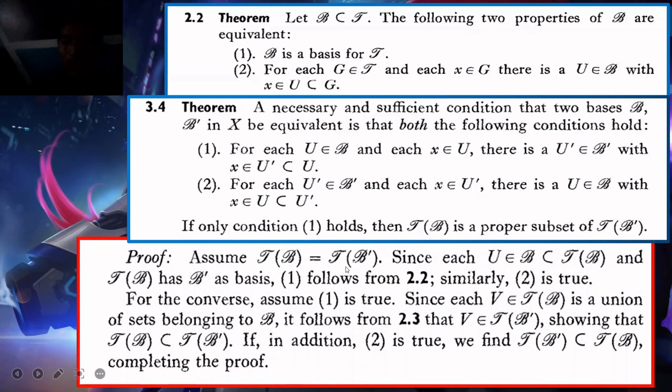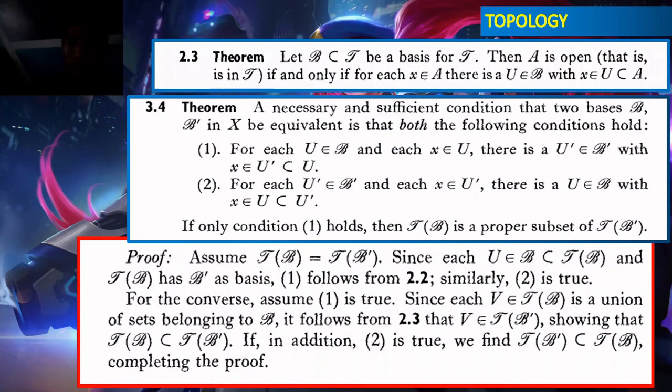Okay, since this is not detailed here. Since each V element of tau script B is a union of sets belonging to script B, it follows from 2.3, the 2.3 at the top, that V is also an element of tau script B prime, showing that tau script B is a subset of tau script B prime.